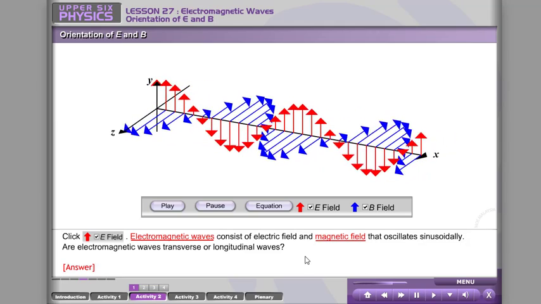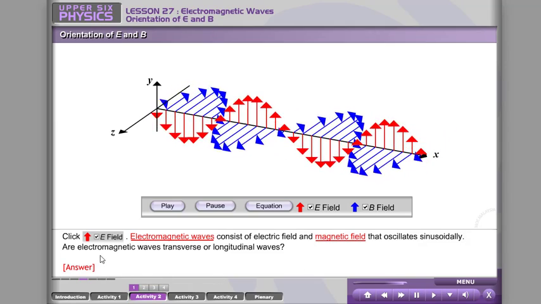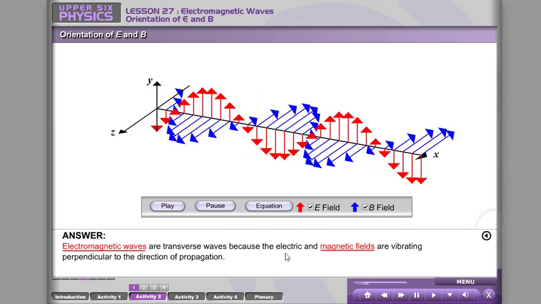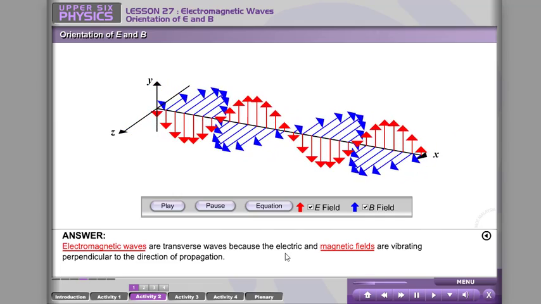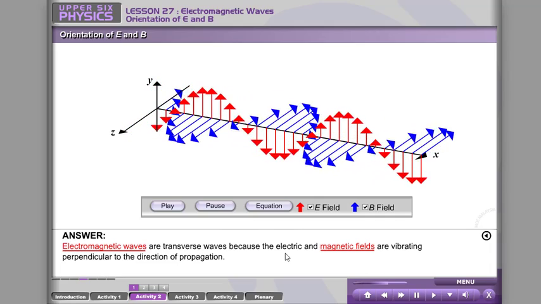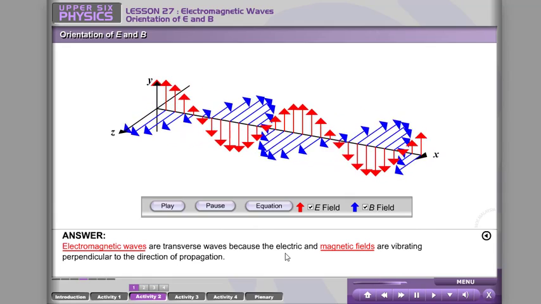Are electromagnetic waves transverse or longitudinal waves? Answer: electromagnetic waves are transverse waves because the electric and magnetic fields are vibrating perpendicular to the direction of propagation.